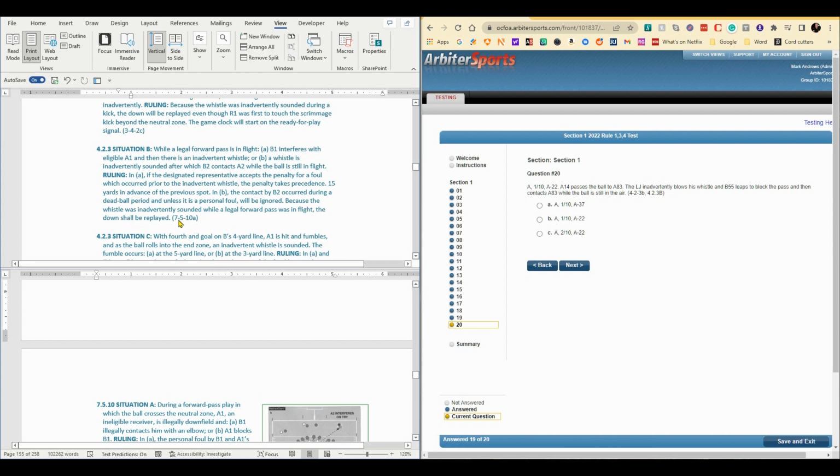And the rule reference they've got here, 7510A, is simply the rule for pass interference. I don't know what that has to do with this. I guess it does have a little bit to do with this A situation, but we have the B situation. So basically, they've got to replay the down. There's no choice here. So we're going to just go back and play it over again. It's going to be B. A first and 10 at the A22.